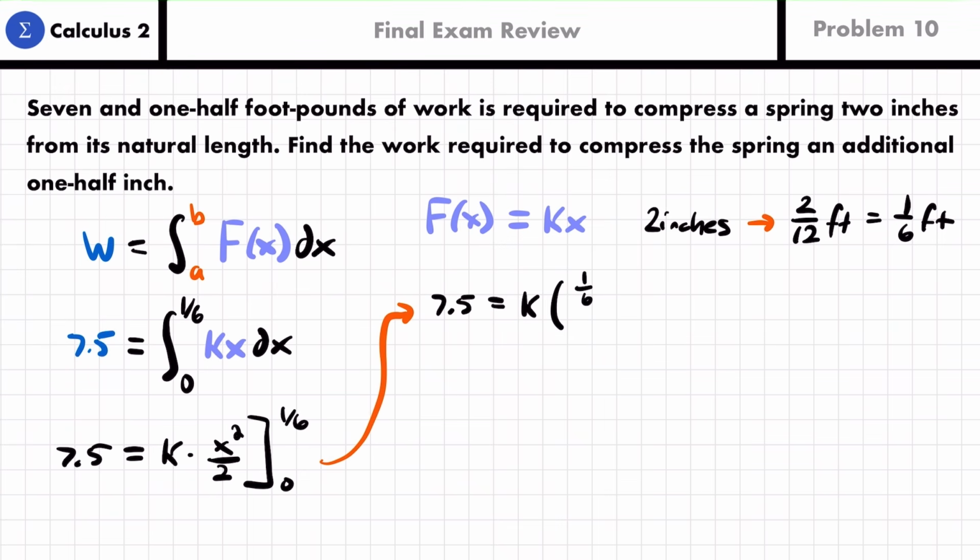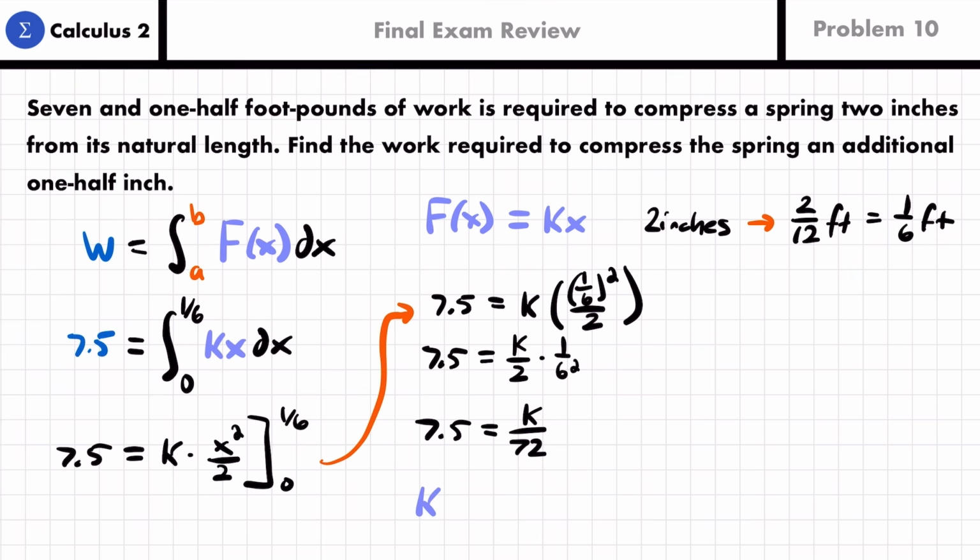So we'll have 1/6 squared divided by 2. And I'm going to pull that 1/2 out. Really, this will be 7.5 is equal to k divided by 2 times 1/6 squared. 1 squared is 1, so really you just have 1 divided by 6 squared, which is 36. And 36 times 2 is 72. So we have 7.5 is equal to k divided by 72. And so then multiplying both sides by 72, we can solve for k. 7.5 times 72 gives you 540, so we have just found that the spring constant k is equal to 540.